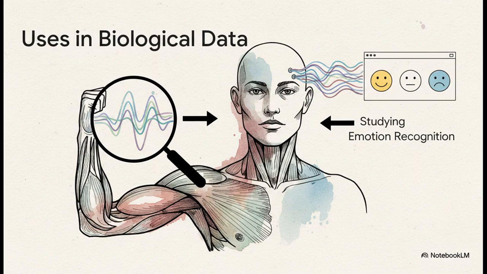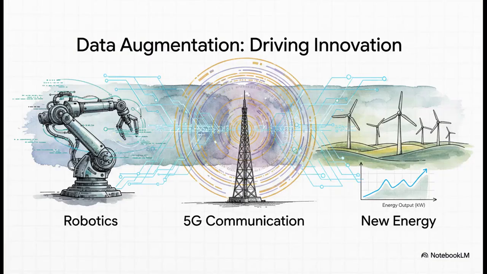For example, researchers have used augmentation to create synthetic muscle signals, that's EMG signals, to get a better handle on Parkinson's disease. In another case, people have augmented EEG brainwave data to build systems that are way more accurate at recognizing human emotions. I mean, this is seriously cutting-edge stuff. And it's not just in medicine. The very same ideas are being used to cook up synthetic mechanical signals. This is driving innovation in, well, everything. We're talking robotics, 5G communications, even forecasting wind speeds for our renewable energy grids.